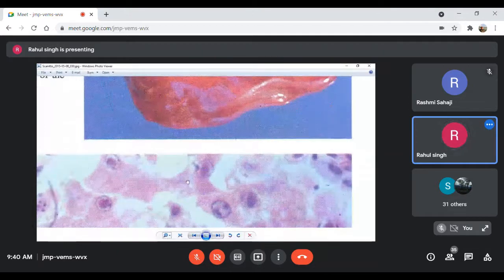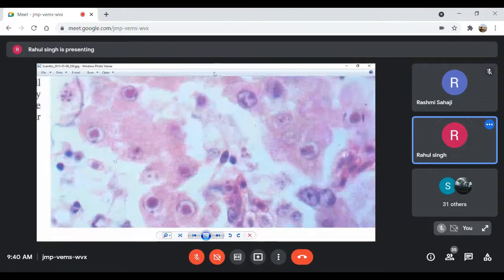or on the histopathology. This is H&E stained section of the dead bird's liver, and you can see this is a hepatocyte. This is its nucleus, and inside here is the inclusion body. Another hepatocyte, nucleus, and this is the inclusion body present inside.